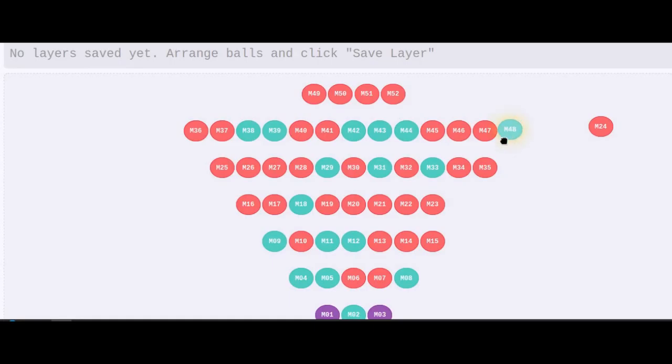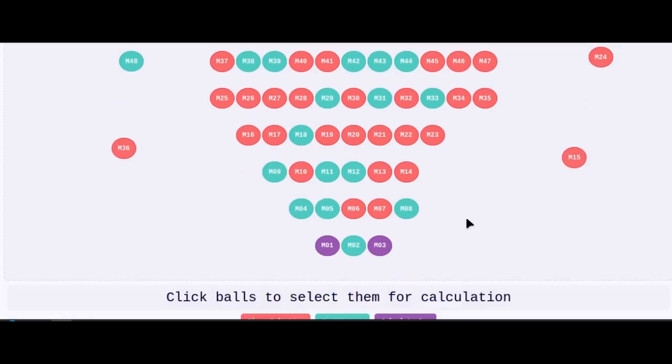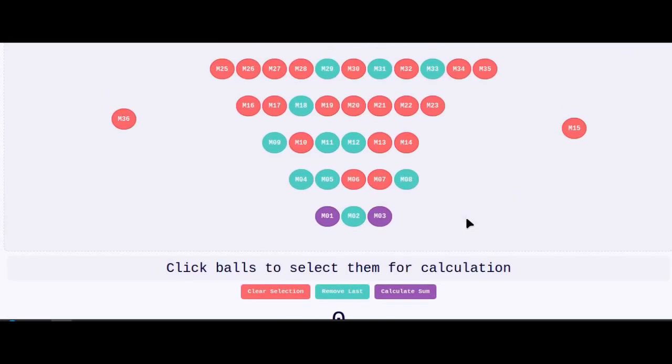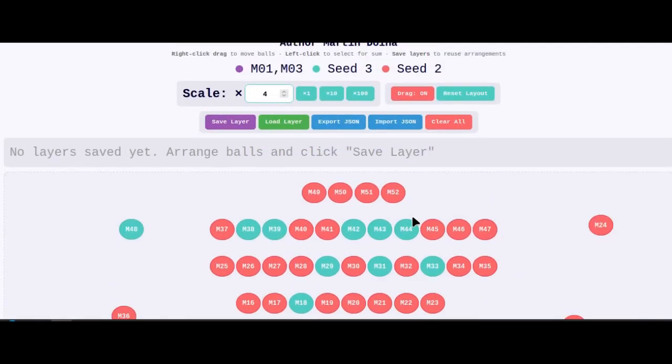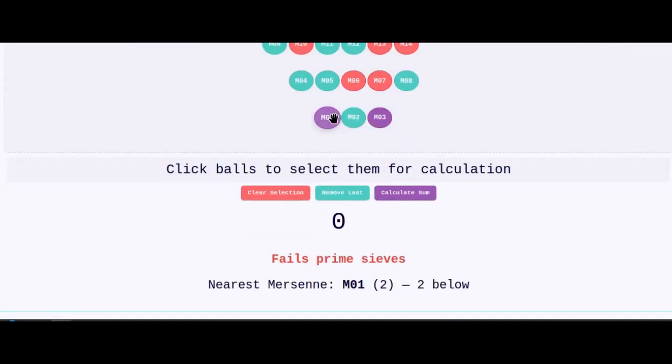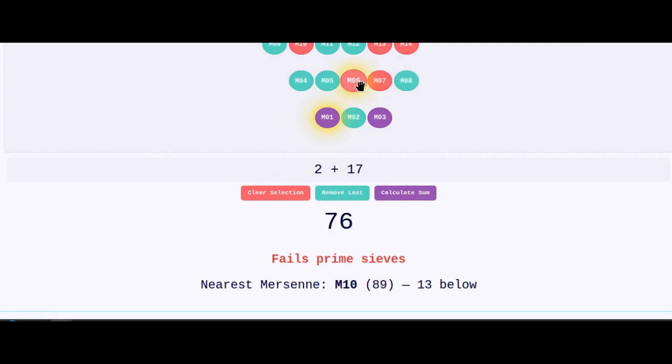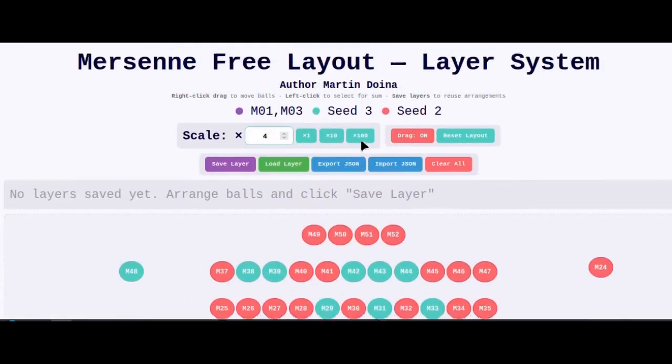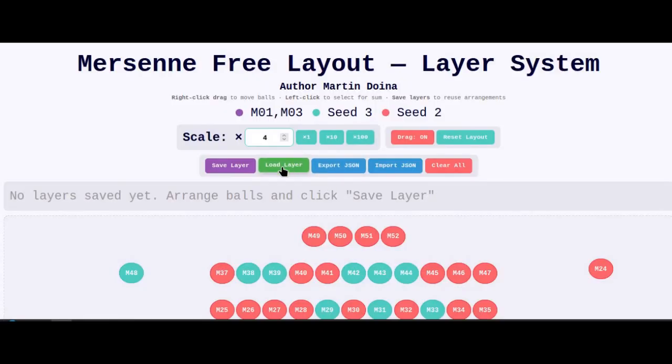1. Free arrangement mode: right-click and drag any ball anywhere on the canvas. The pyramid is just a starting point. You can arrange them in circles, spirals, or any pattern that reveals relationships. 2. Selection and calculation: left-click balls to select them. The app instantly sums them, applies your chosen scale factor, and checks against prime sieves. It even finds the nearest actual Mersenne exponent and shows how close you are.